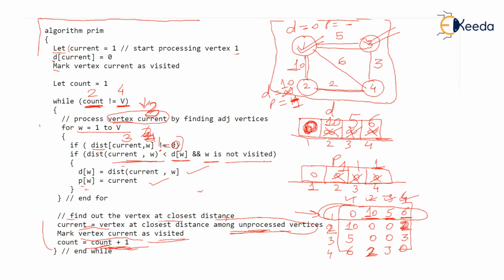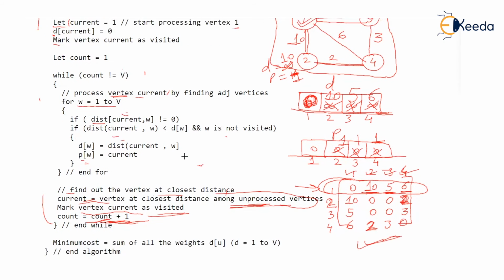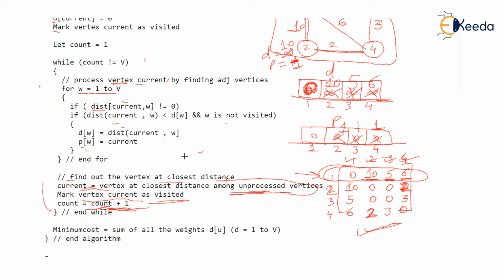By the way, readers are encouraged to run this entire algorithm for all 4 vertices by substituting the values and drawing the diagrams, updating the d and p arrays. By the way, what happens when the while ends? Just imagine that the while ends means all the vertices are visited. Now, if all the vertices are visited, we are sure that we have found the minimum cost. That is, we have found the answer, and the minimum cost of the spanning tree is the sum of all the weights in the D array. You just add all the elements of the D array and you will get the minimum cost.